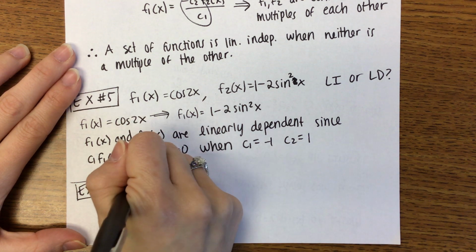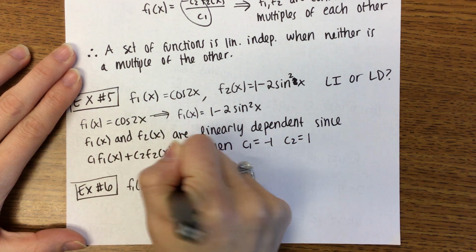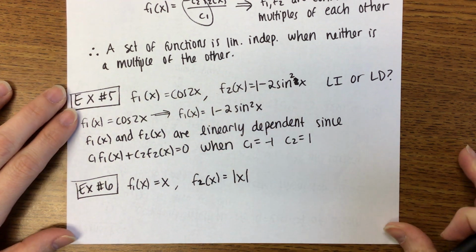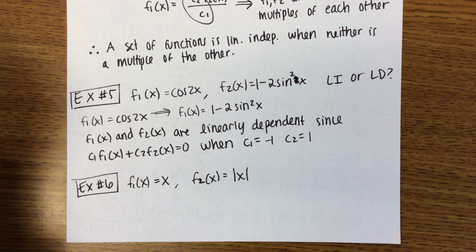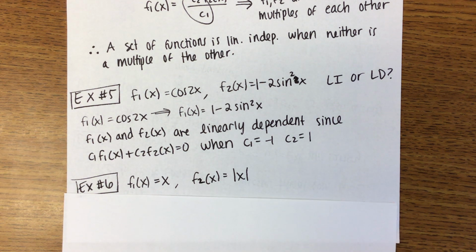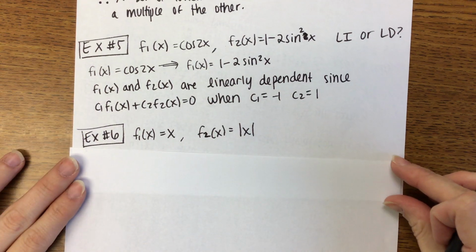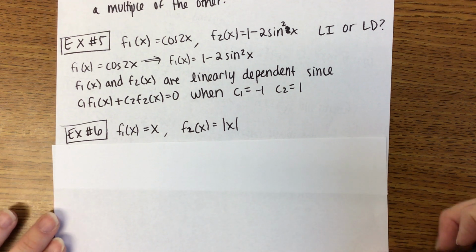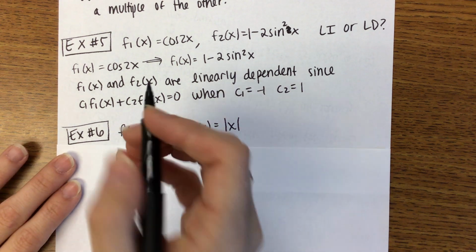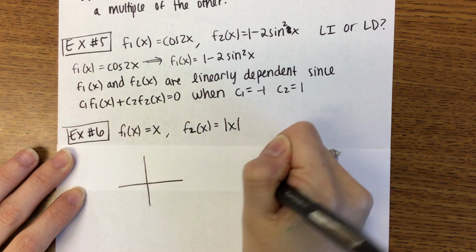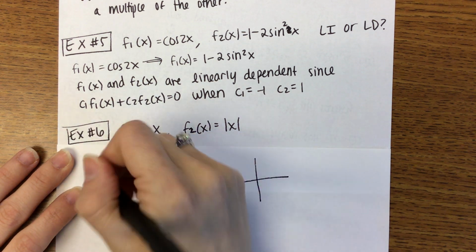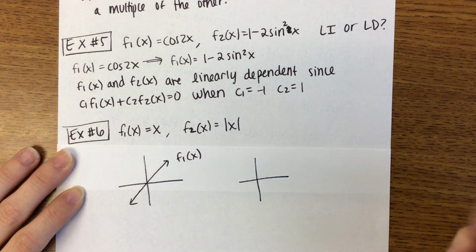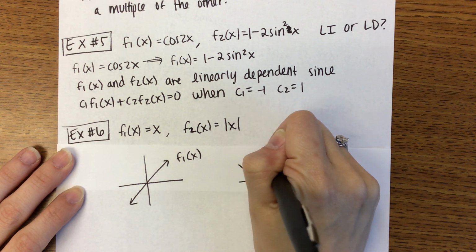Okay, example number 6. f1 of x is equal to just plain old x. f2 of x is equal to absolute value of x. I want to know if these are linearly independent or linearly dependent. Now, in this case, it might be helpful to look at their graphs and see if that gives us anything. So that's what I'm going to do. So f1 of x is a line. f2 of x, absolute value, is the v.